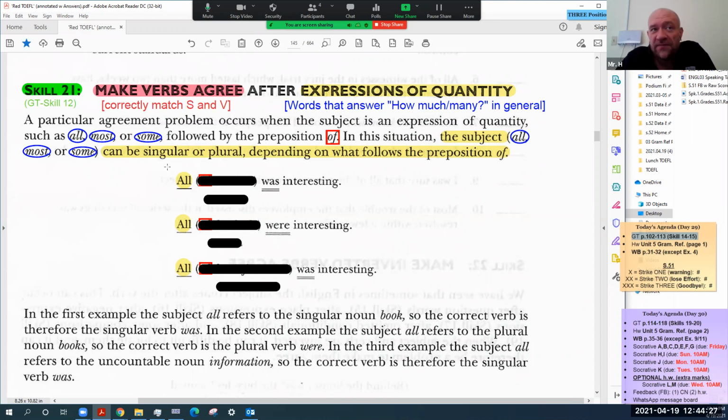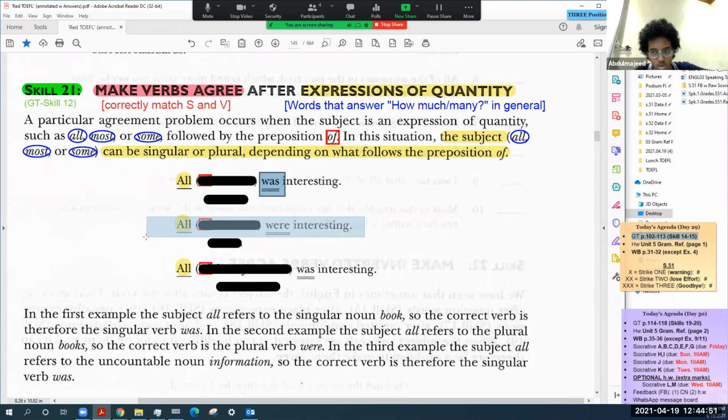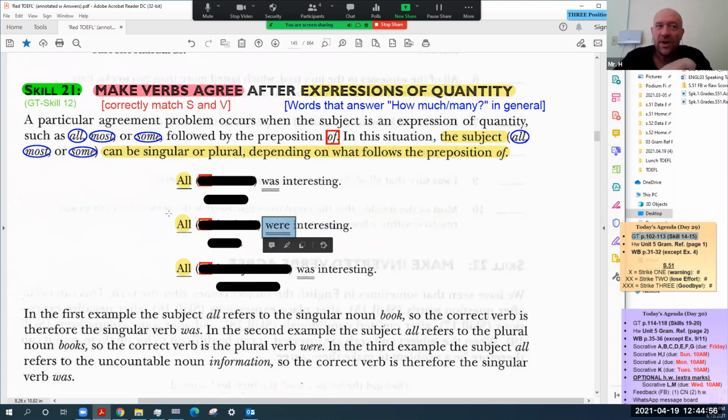Find the subject in this example. Abdul Majid, can you find the subject? All. There's a line. You see one line? We use one line for the subject. Yes, this is the subject. Where's the verb? Was. Yeah. And look at the second example. Find the subject. All. And then the verb? Were. Yeah. So now suddenly we use a different verb.